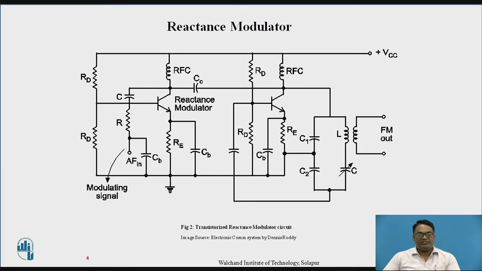The reactance modulator generally includes this circuit. Basically it is a two stage amplifier circuit. This is the first stage and this is the second stage. Here the audio input is given to the first stage amplifier and the carrier is generated in this circuit by itself, and the output is generally taken across the RFC configuration. Here the CC generally acts as a coupling capacitor, which then is connected to the second stage.